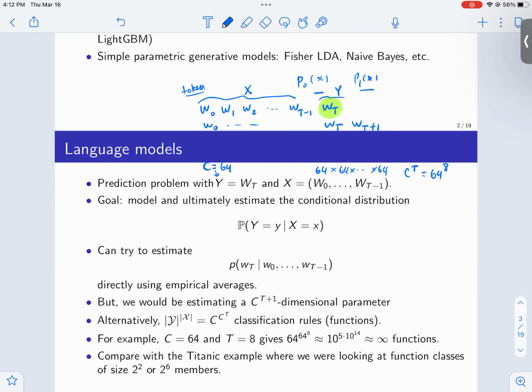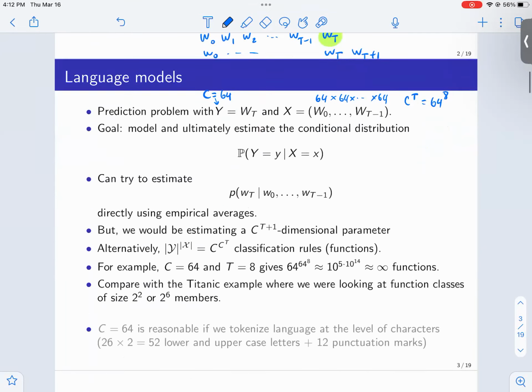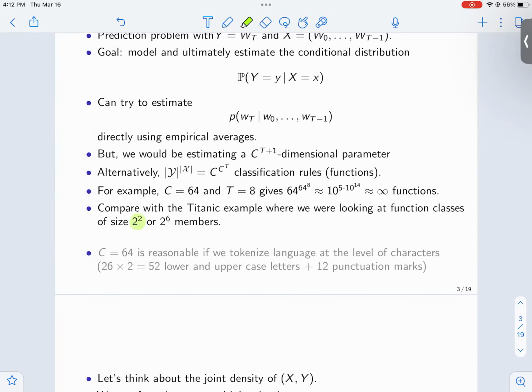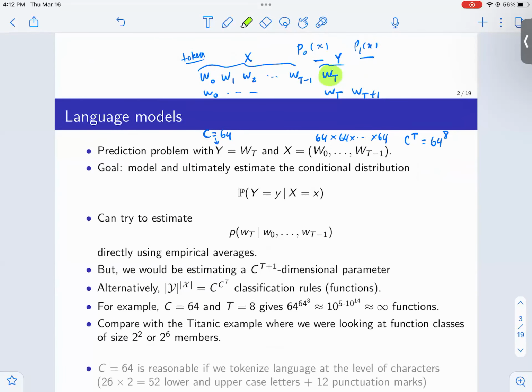Let's say I have 64 letters that I'm going to try to predict. This is going to be the levels of my features. Features are also discrete, but they have this many levels. If you recall, in the Titanic case, we had a binary feature with two cases. Or we had a binary feature and a ternary feature, and they interact to produce a 6-level feature. So here you'd have a discrete feature with this many levels, 64 to the 8.